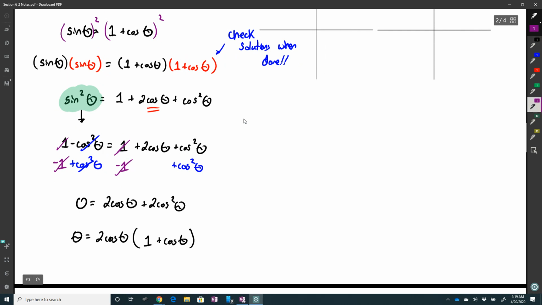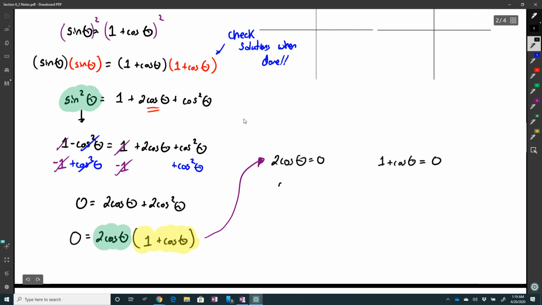I ran out of room, so I'm going to kind of go over here. Oh, that should have been a 0, not a theta. Okay, so each one of these is going to be equal to 0 now. That's going to be equal to 0, and that's going to be equal to 0. And those are going to be my 2 separate problems to solve. So 2 cosine theta equals 0, and 1 plus cosine theta equals 0. Divided by 2, cosine theta equals 0, and then the other one, cosine theta equals negative 1.